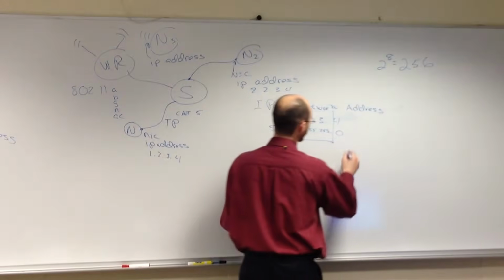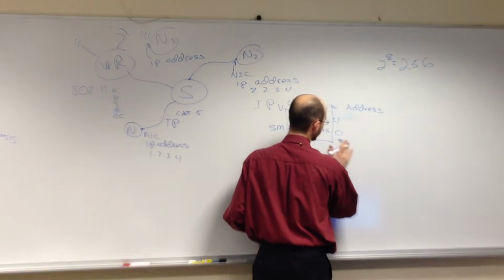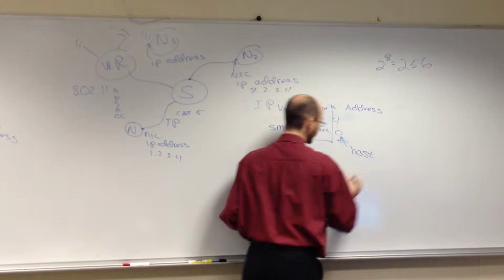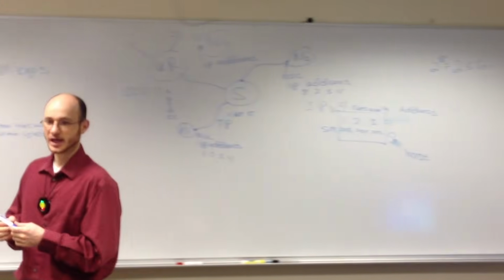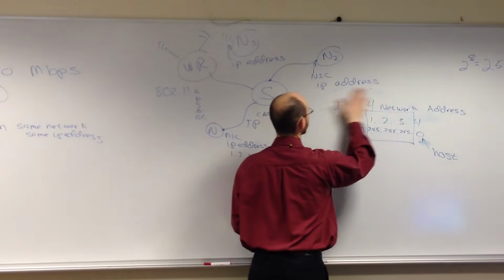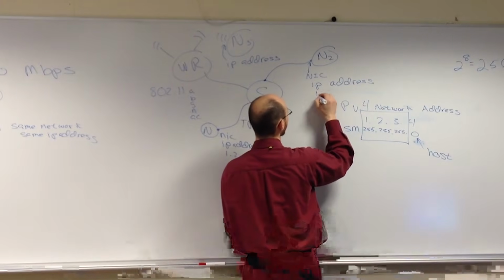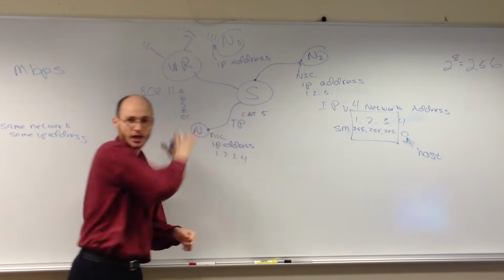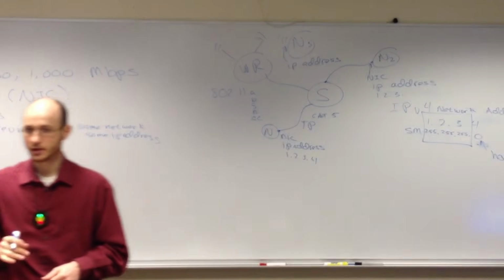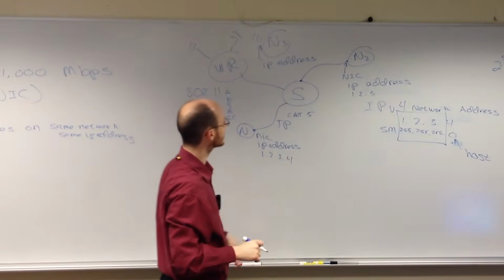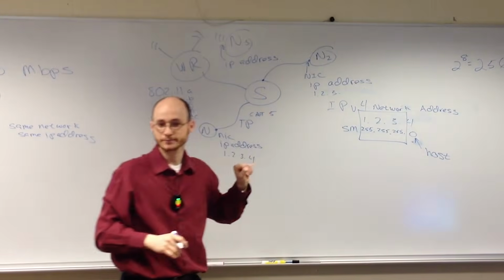So what's this part then? We call it the host. That's what needs to be unique. So when I go to give this computer an IP address, it needs to be 1.2.3 because they're part of the same local area network, right? So if they're part of the same physical network, they also need to be the same logical network.